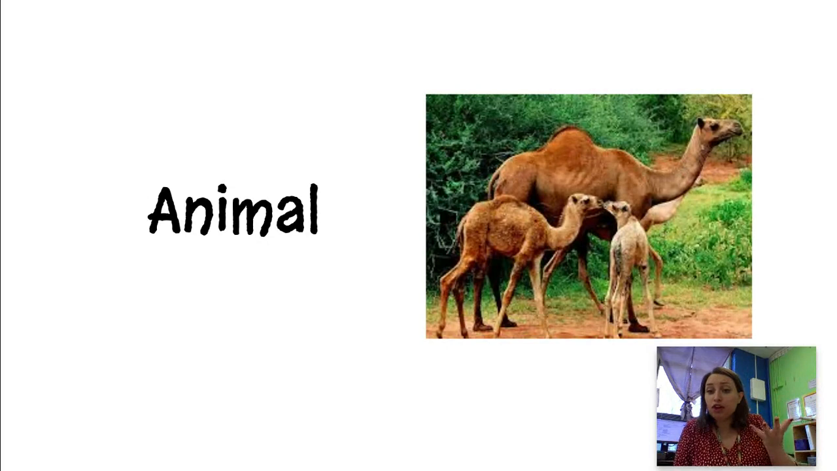But an animal is a creature that is alive that needs nutrients to survive. Okay? An animal is different from a plant. All right, so grass is not an animal. So when we're thinking about that, think about animals versus plants.